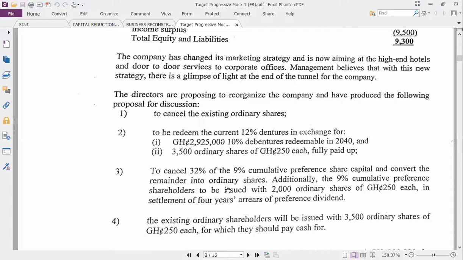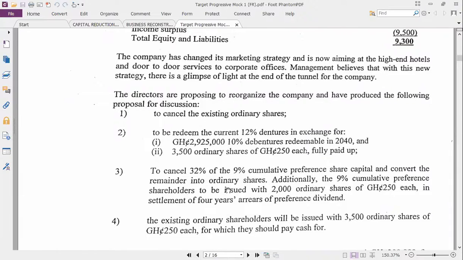So let's start the game. Look how you're going to do it. Note 3: to cancel 32% of 9% cumulative preference shares. There's an 'and' there, so I'll stop. I have to do this one first because it's so simple. To cancel 32% of the 9% cumulative preference share capital. So in short, they say cancel 32% of the preference shares.